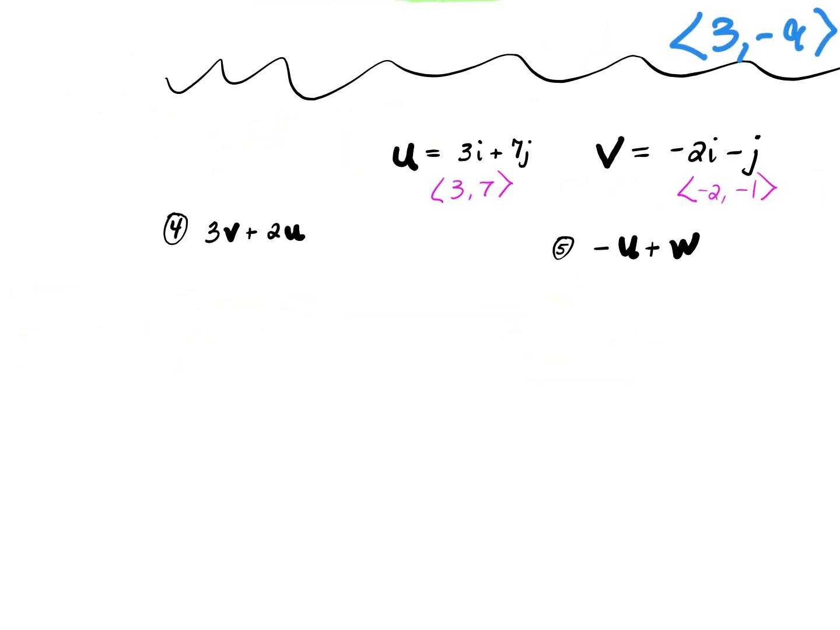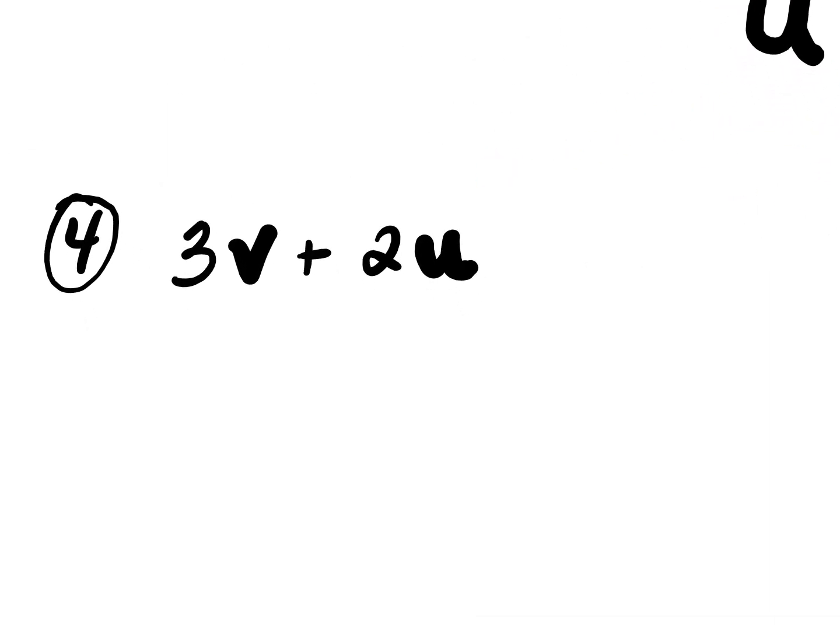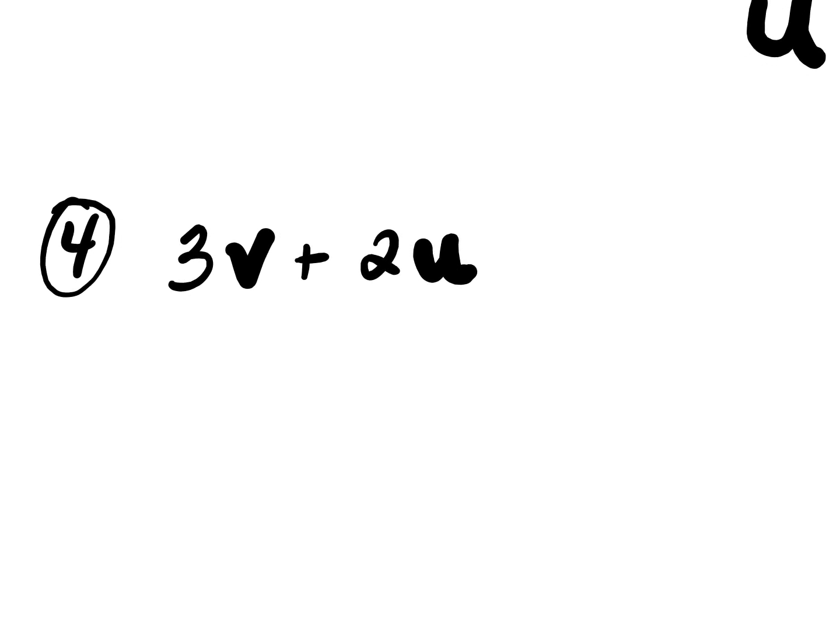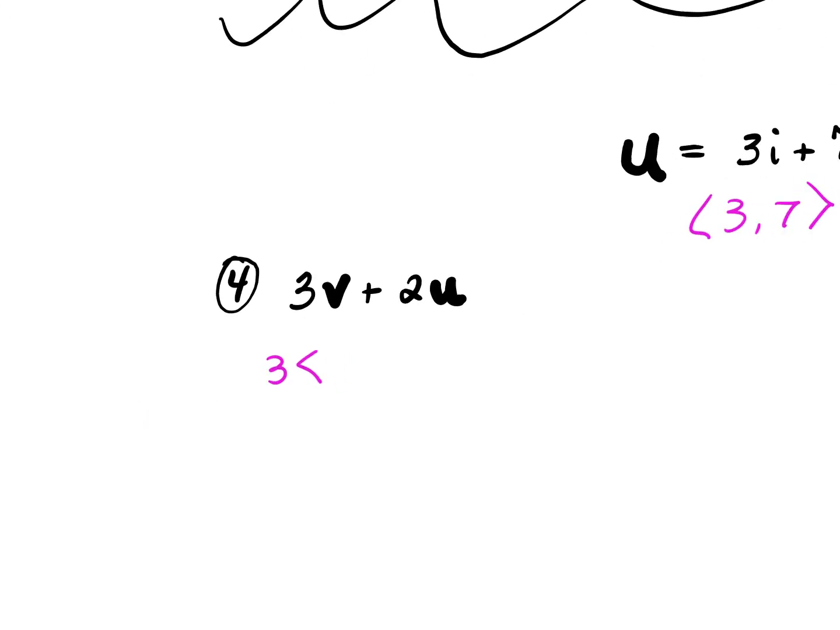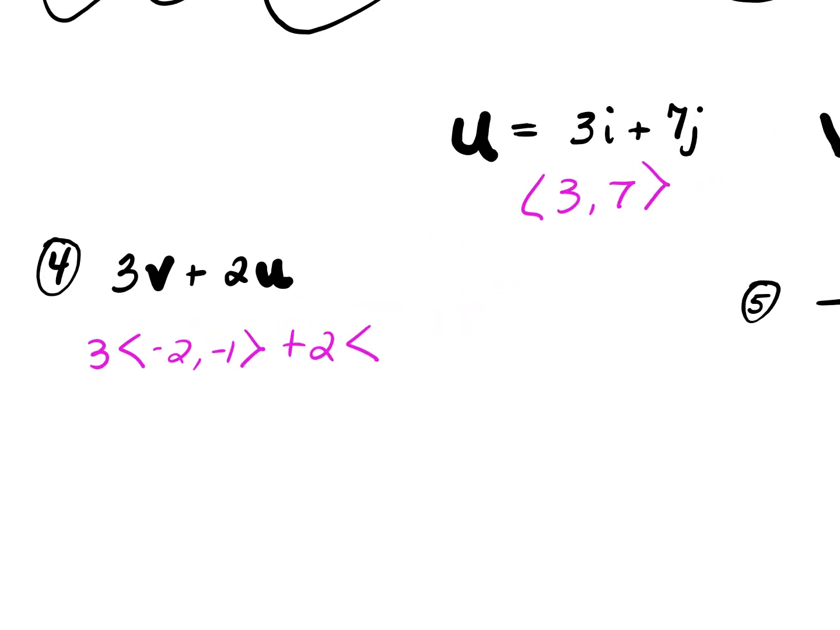I want to show you guys exactly how I expect to see things on your WebAssign and how I expect to see them on your test on Friday. Right? This first problem says to do what? You're going to multiply what? 3 times V, so I want to see 3, and then your V vector, which is -2, -1, plus 2 times U, which is 3, 7.